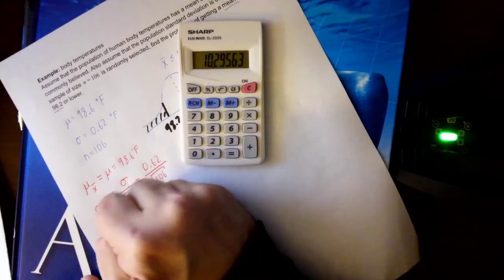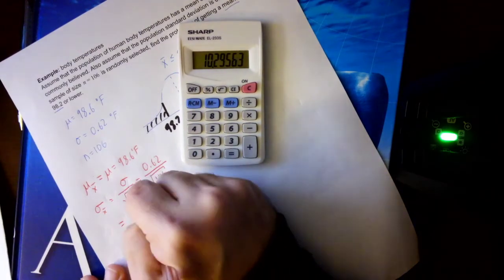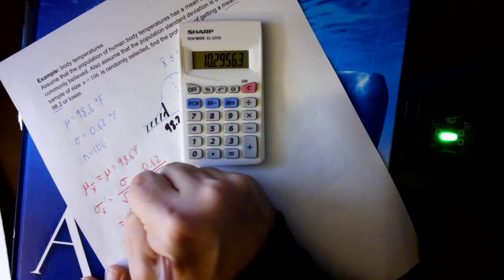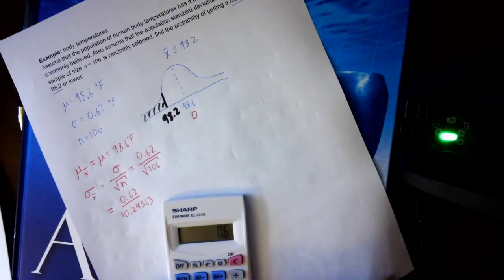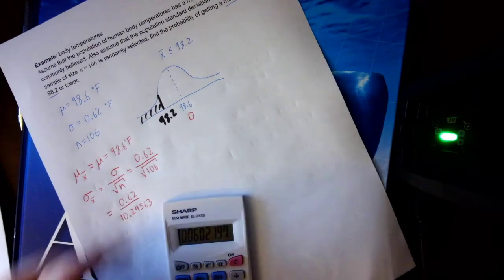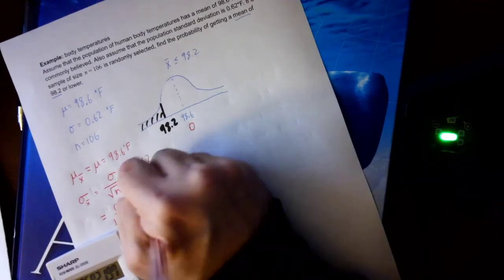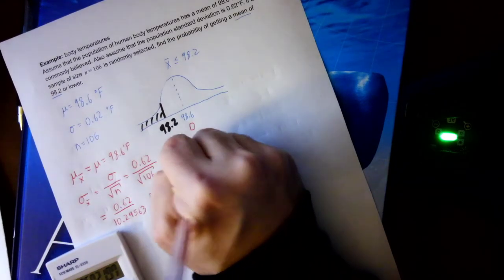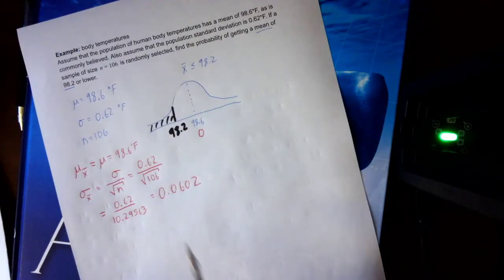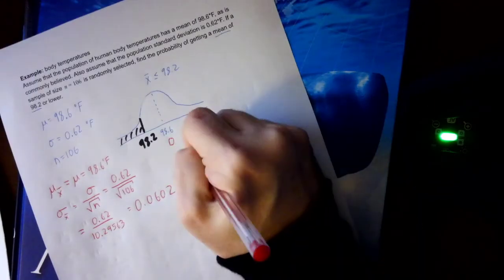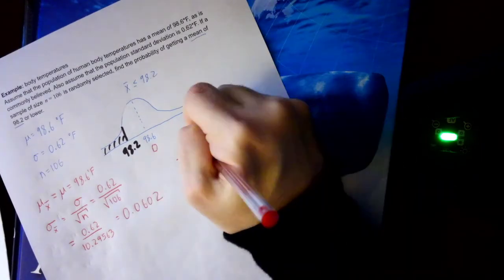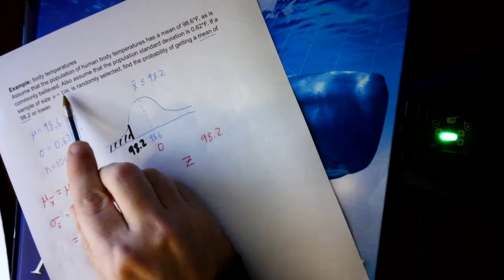106 square rooted is 10.29563. So I'll divide that. 0.62 divided by 10.29563 gives me 0.0602. I'm going to round there. That's my new standard error. I use this number instead of the standard deviation because now I can calculate the z-score for the 98.2. I have to do this because I'm looking at a sample now. A sample mean, right? I'm looking at a whole sample.